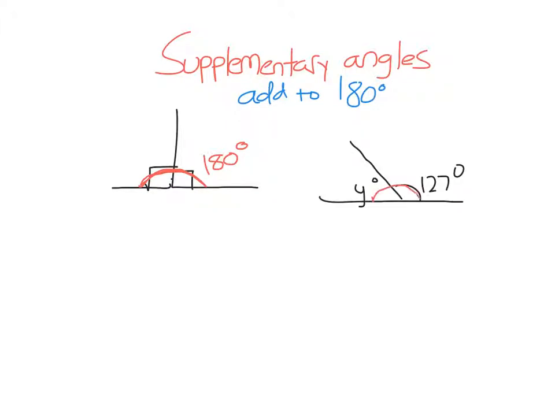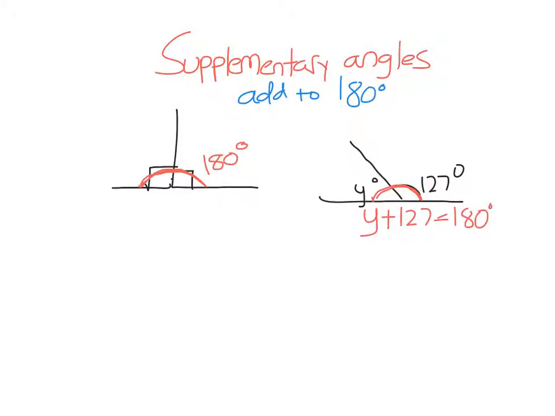These two angles must be supplementary. They must add to 180 degrees. So y is a pronumeral. It's standing for an unknown number. So that angle, when I add it to 127, gives me 180 degrees.